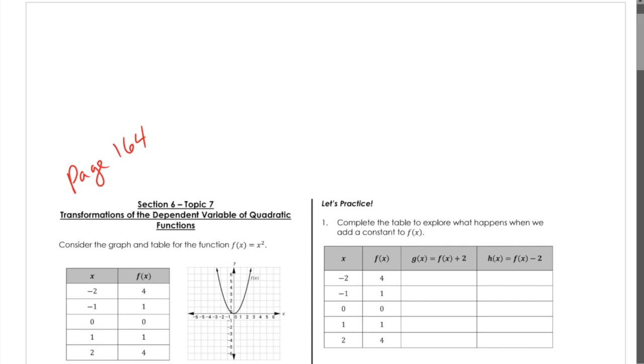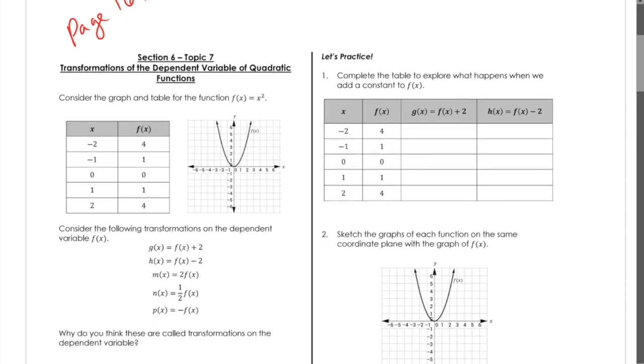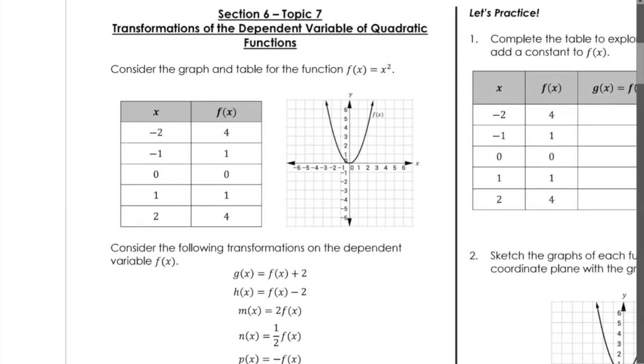Alright, so we are starting on page 164, topic 7, transformations of the dependent variable of quadratic functions. So, consider the graph and the table of the function f of x equals x squared. So the graph right here is that graph. F of x equals x squared.